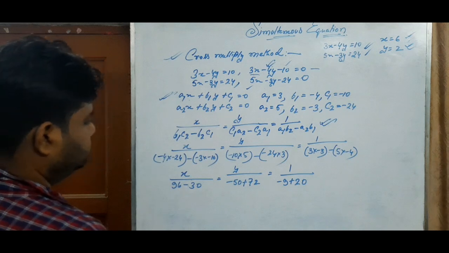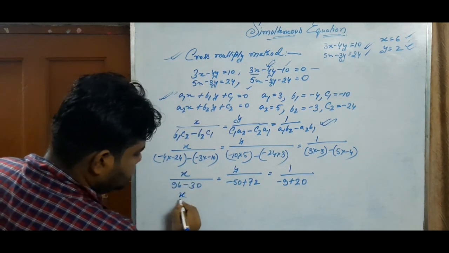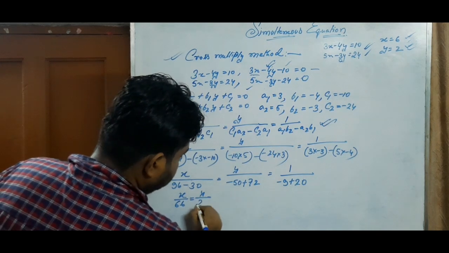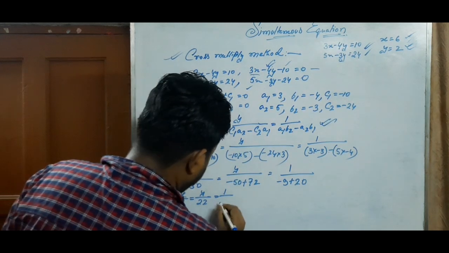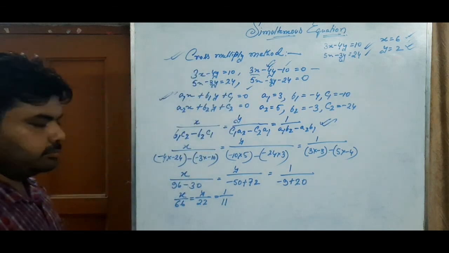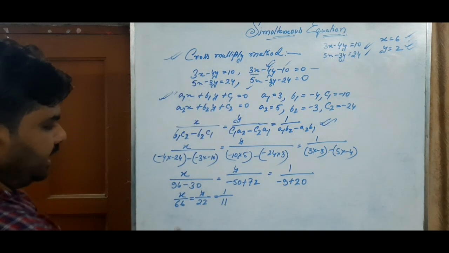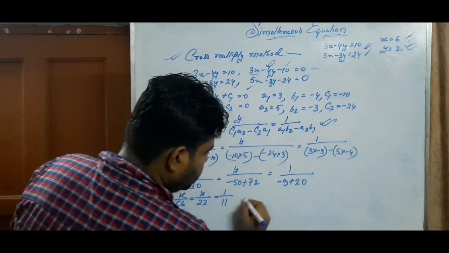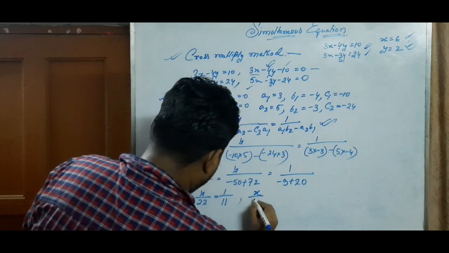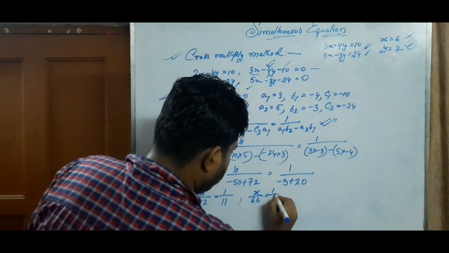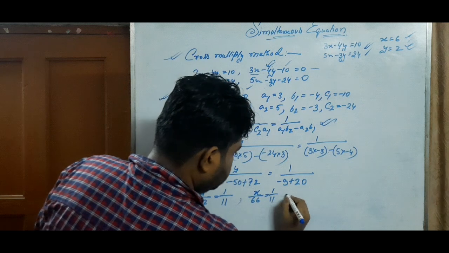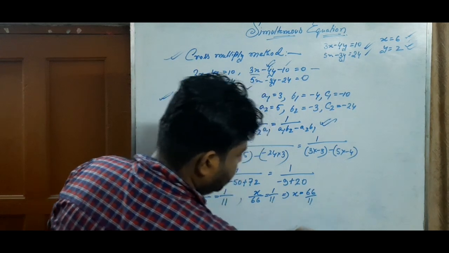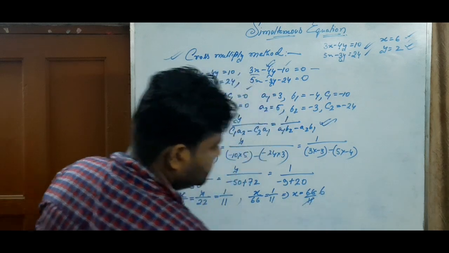Okay, so now x by 66 equals to y by 22 equals to 1 by 11. Now we will compare x separately with the constant and y separately with the constant. Now x by 66 equals to 1 by 11, or x equals to 66 by 11, therefore x equals to 6.